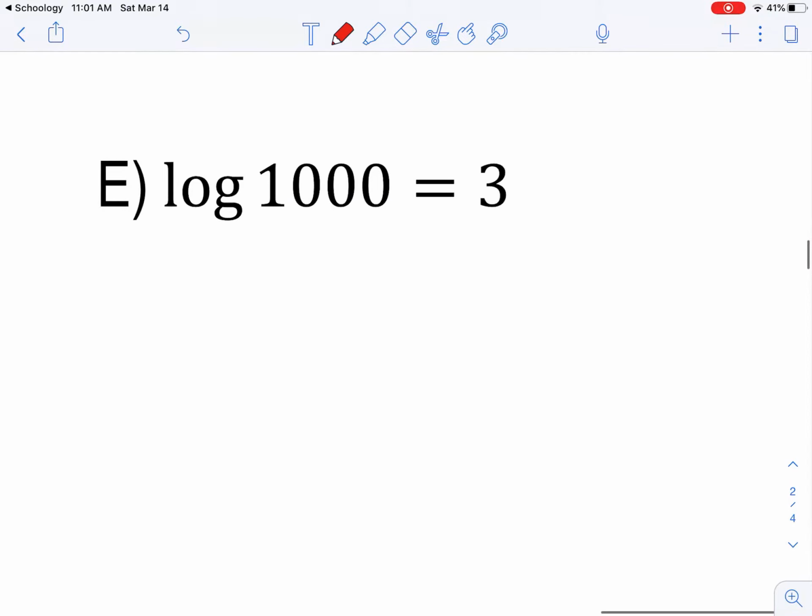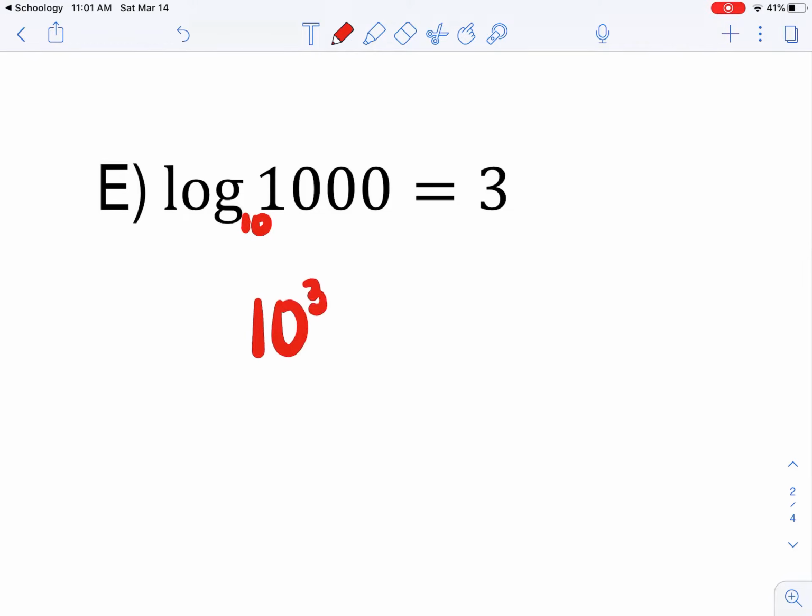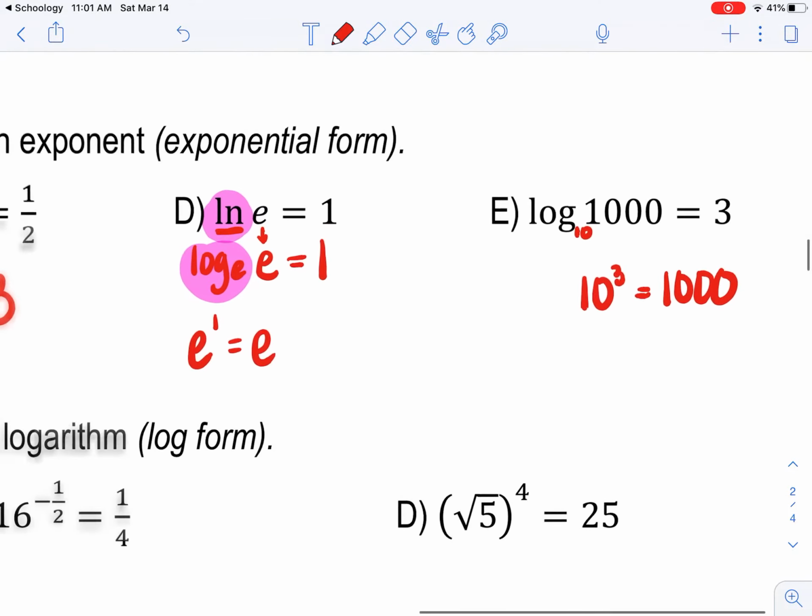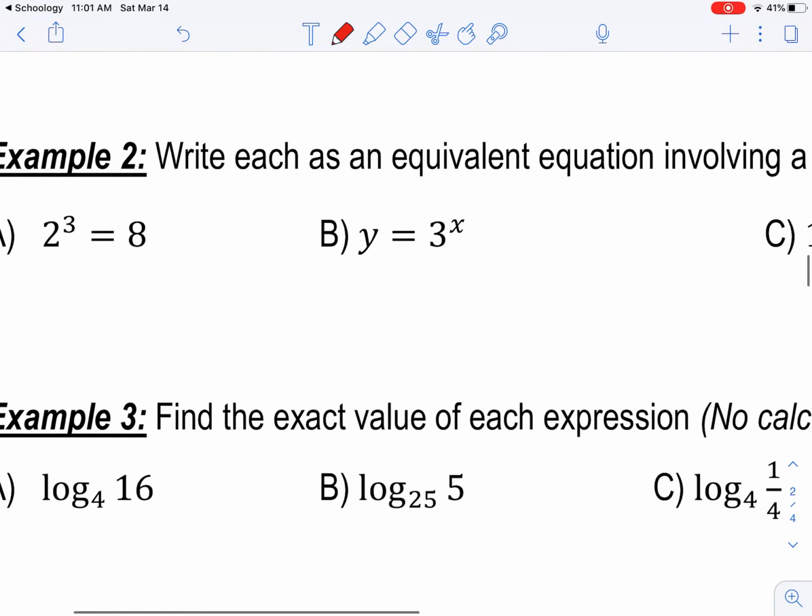Last one here in this section, go ahead and pause the video, try it on your own. What I have students do is put a 10 right here to help them. 10 to the third power equals 1,000. Once again, makes sense with the problem we're working with. All right, let's move on to the next section.